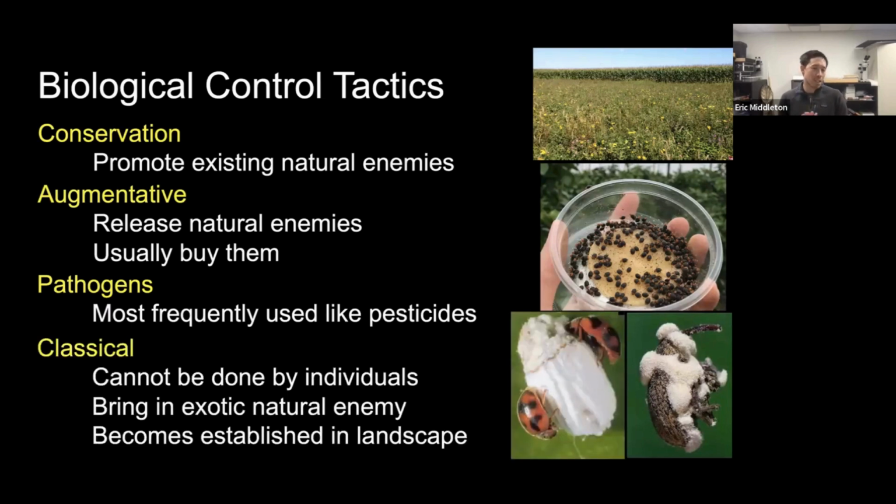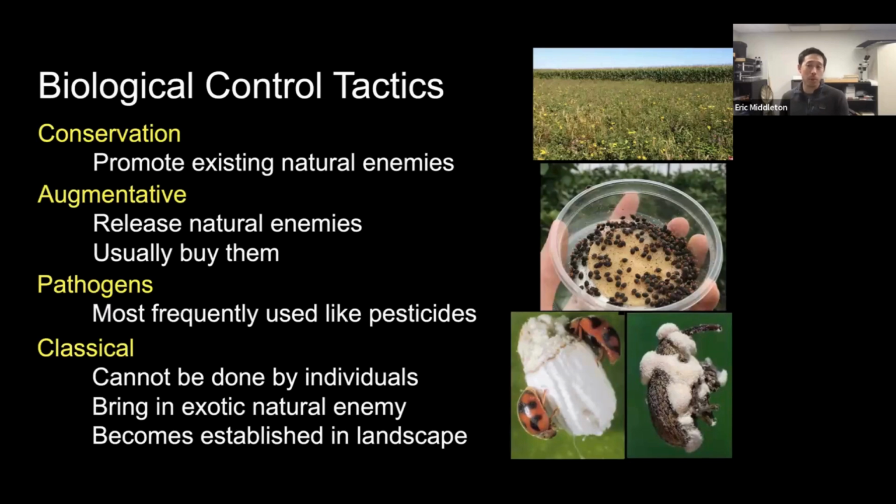And finally, there's also classical biological control. This is something that cannot be done by individuals, but is done by people at universities after conducting research, and also in collaboration with governments. This is basically where you bring in an exotic natural enemy to try to control usually an invasive pest, and it becomes established in the landscape. So basically you bring in a new species to combat a species that is here as a pest. A great example of this here in California is the Vedalia beetle, which was brought in to destroy cottony cushion scale, which was becoming a very serious and existential threat to the citrus industry at the time.